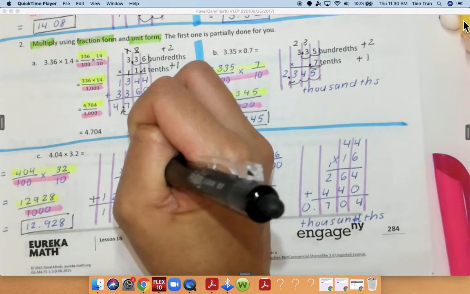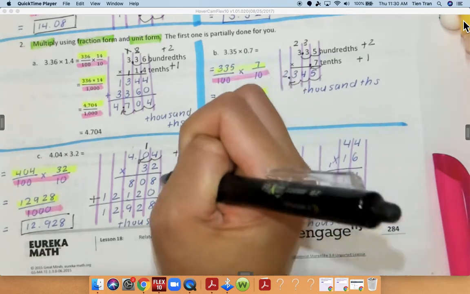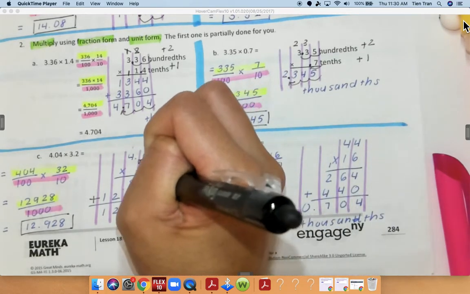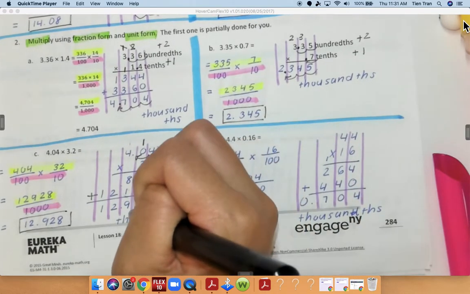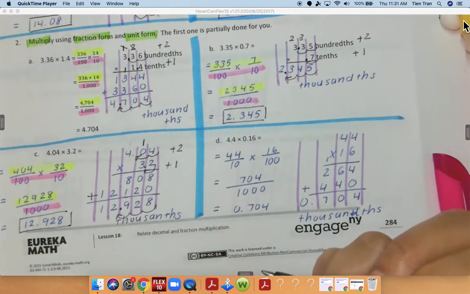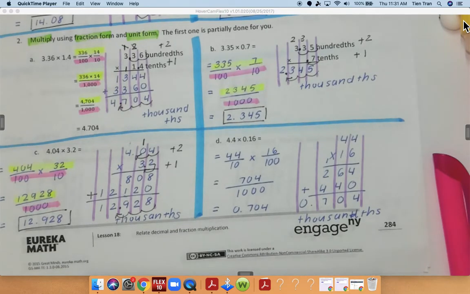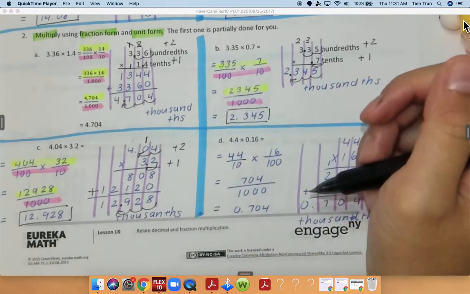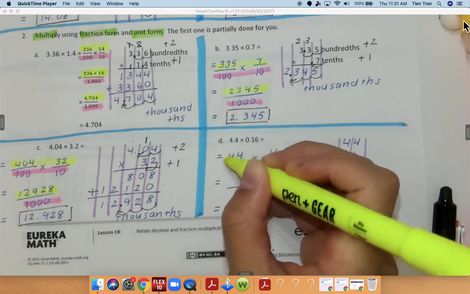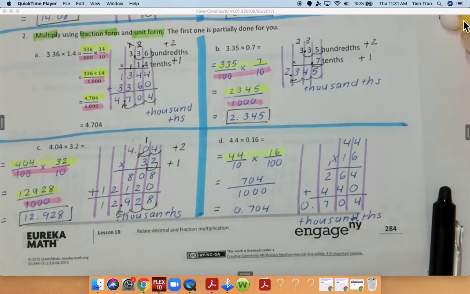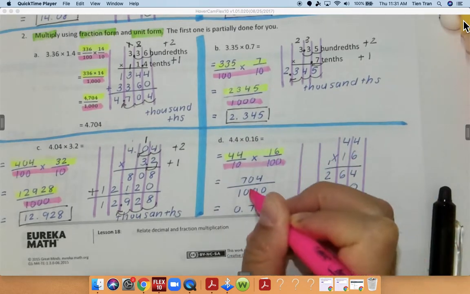You need to move your decimal over 2 times right here, and for this one, you are moving it over once. So we get 3 altogether, so I'm going to move it over 1, 2, 3. We get 12.928 thousandths. Now for D, we're going to multiply. We have 44 times 16, and on the bottom I have 10 times 100.